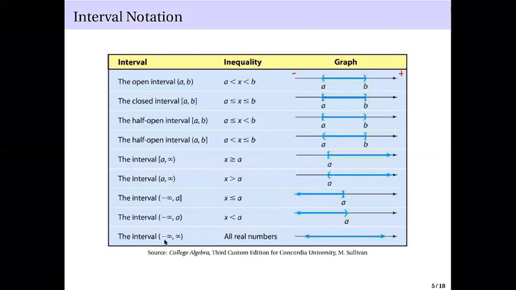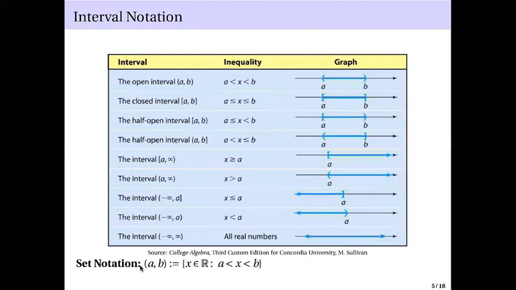And for the interval negative infinity to plus infinity, we have these two-sided lines. You have the blue line pointing towards the right and also towards the left, so it means we are talking about all the real numbers. So again, interval notation here, inequality notation here, and then graphical representation on the third column.